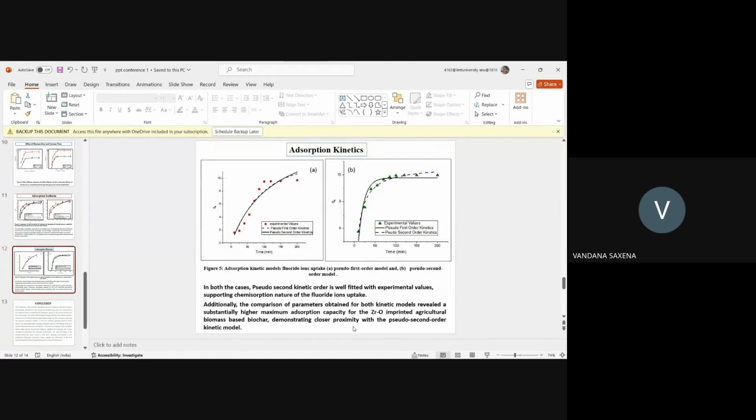So here is the adsorption kinetic study. We performed pseudo first order and pseudo second order models. In both the cases, control as well as modified adsorbent, we found that pseudo second order is best suited for adsorption, with a high adsorption capacity in close proximity to the obtained theoretical data, which supports the chemisorption nature of the adsorption of fluoride ion on the surface of our developed adsorbent.